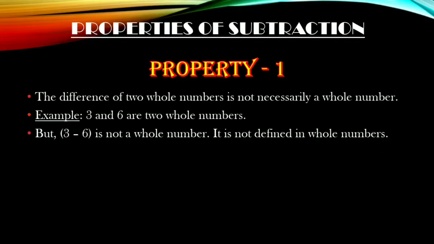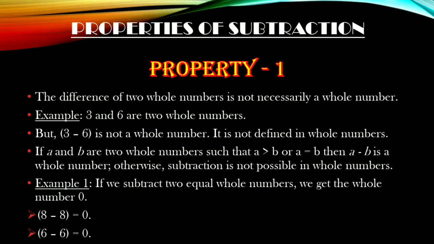The first property is the difference of two whole numbers is not necessarily a whole number. For example, let us take two whole numbers 3 and 6. If we subtract 3 from 6, we get 3, which is a whole number. But 6 subtracted from 3 is not a whole number. It is not defined in whole numbers.